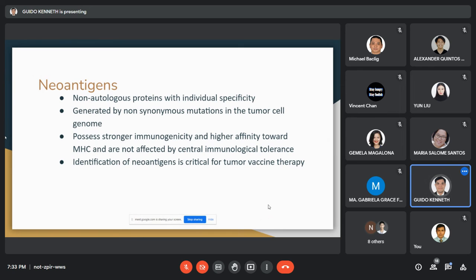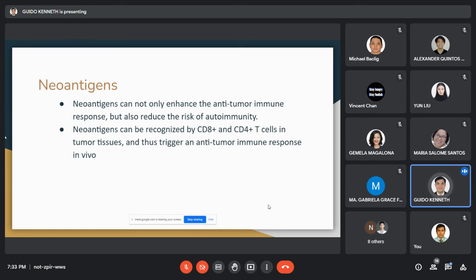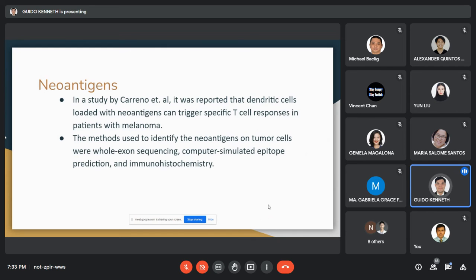Thus, neoantigens are possible for use in tumor vaccine therapy, and identification of a neoantigen is critical in that said kind of treatment. This is because neoantigens can not only enhance anti-tumor immune response, but also reduce the risk of autoimmunity. Neoantigens can be recognized by CD8+ and CD4+ T cells in tumor tissues and thus trigger an anti-tumor response in vivo. In a study by Carreno et al., it was reported that dendritic cells loaded with neoantigens can trigger specific T cell responses in patients with melanoma.